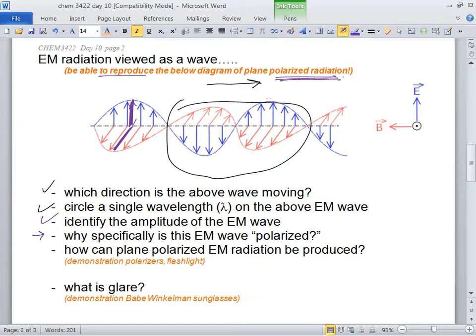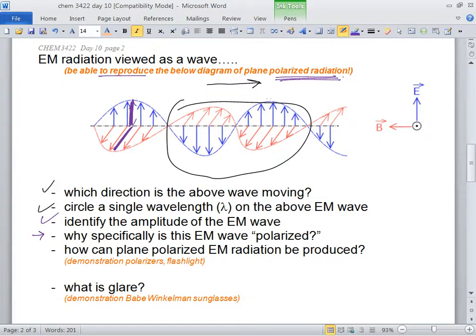The point is you want to see little fishies. Do you have to buy Babe Winkelman sunglasses? Or just buy what? Any polarized sunglasses. Okay, so come on up here and see this.